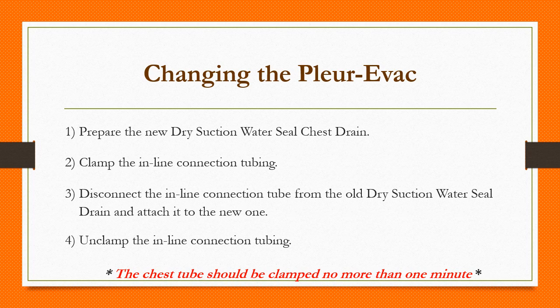Disconnect the inline connection tubing from the old dry suction water sealed drain system and attach the new box. Once your new box is connected, unclamp the inline connection tubing. The chest tube should not be clamped for more than 1 minute.